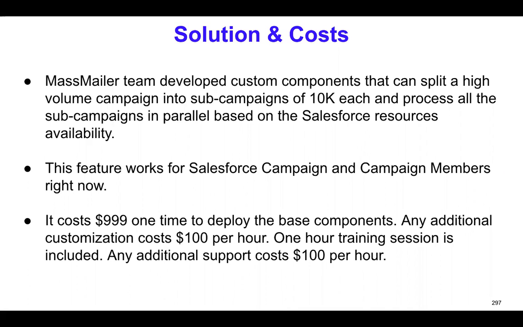Let's say you want to send emails to, say, 100K campaign members. You would create a campaign and add all the campaign members into that particular campaign, which we'll call the main campaign. And then there would be a button called Split Campaign, and you click on it. Behind the scenes, we pretty much take it over and send out the emails. So that's what we have done.